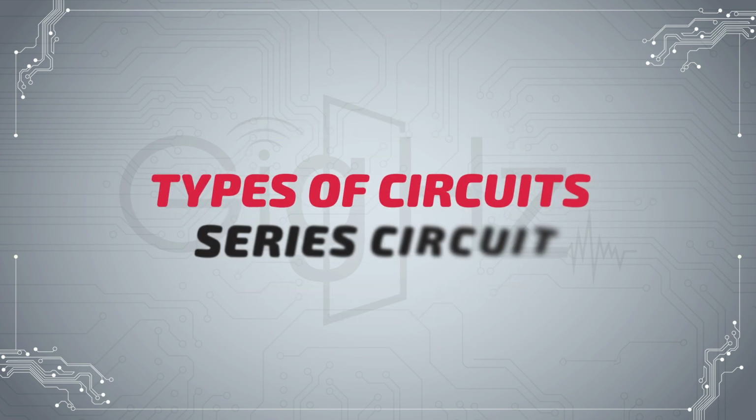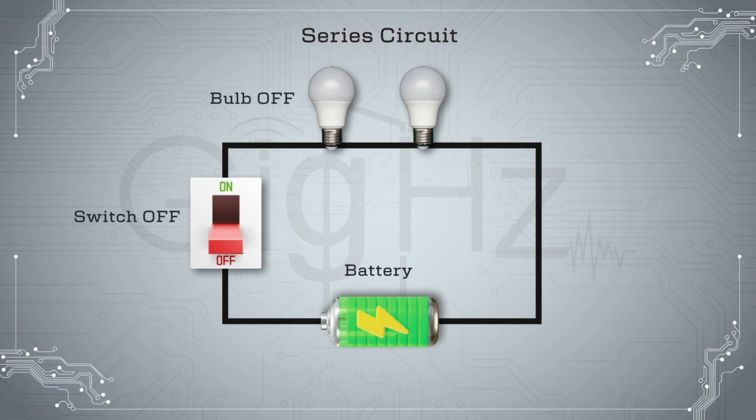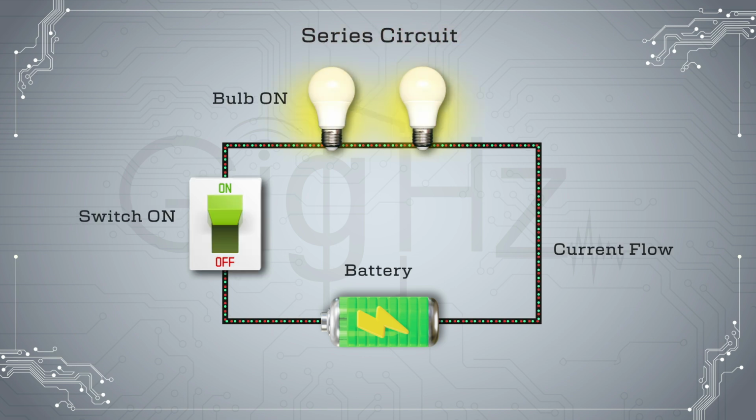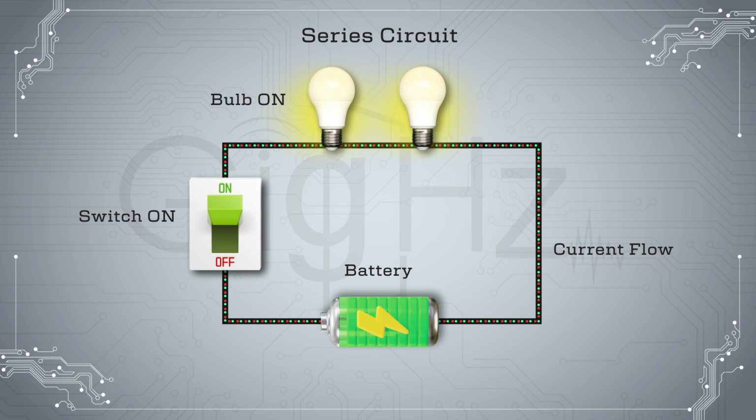Types of circuits. Series circuit. In a series circuit, all components are connected end to end, forming a single path. The same current flows through each component. But what happens when we connect components differently? That brings us to parallel circuits.